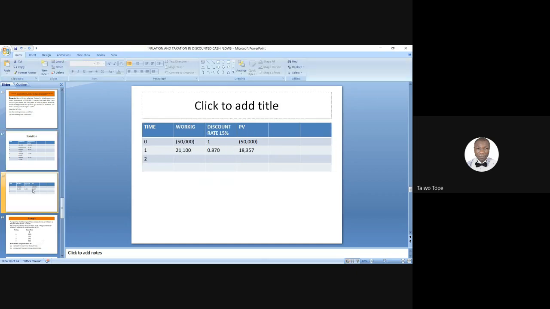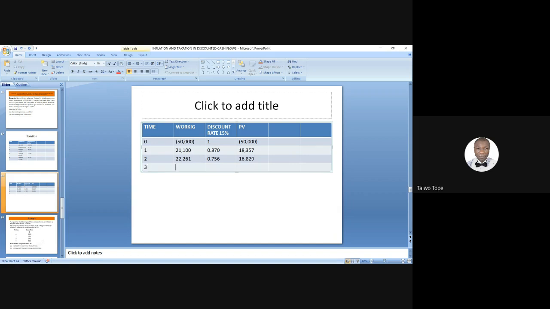22,261. 22,261 multiplied by the discount rate of 15% in year 2. You should have 0.756. When you multiply by 22,261, you should have 16,829. So in year 3, the result will be what?